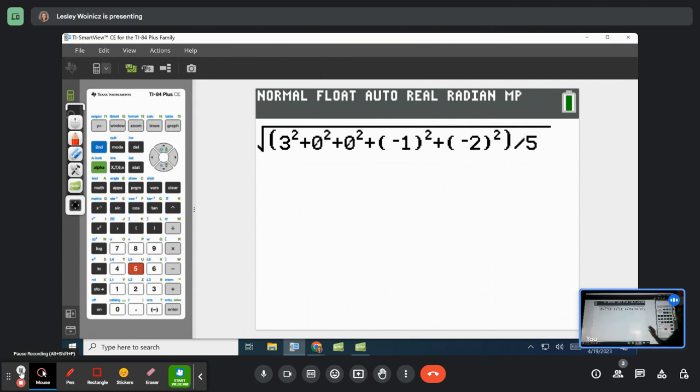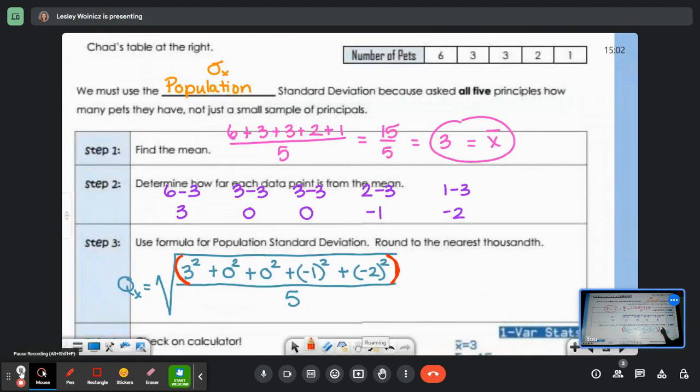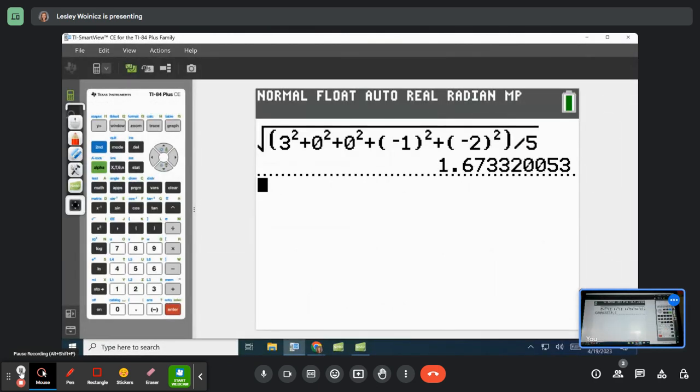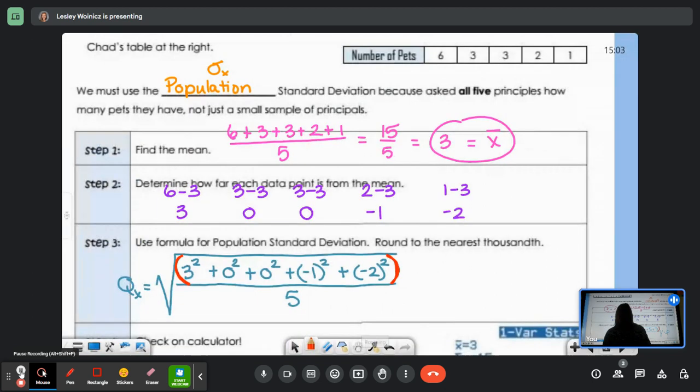Do you see how my 5 is still under the radical? That's what I want, because when we drew that great big radical sign, it covered the numerator and the denominator. Okay, cool. Then hit enter. I got 1.673. It says to round to the nearest thousandth.